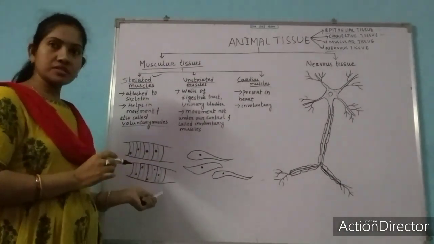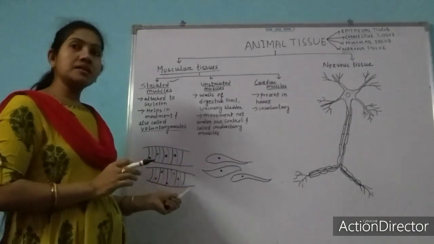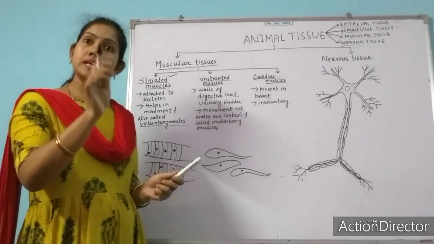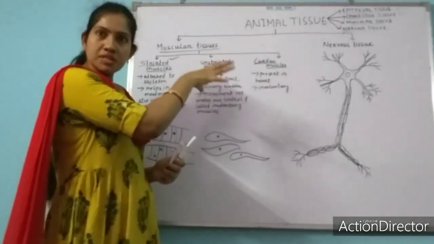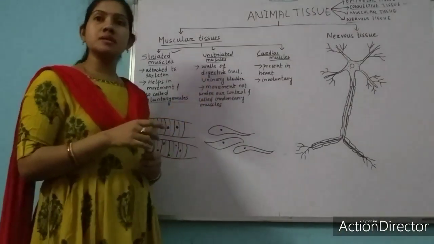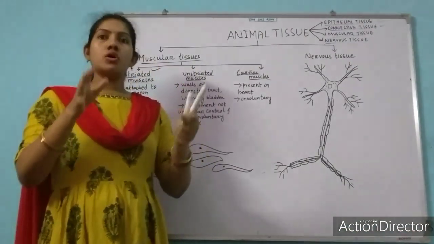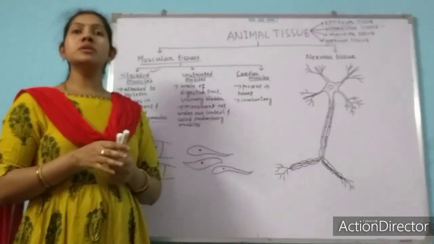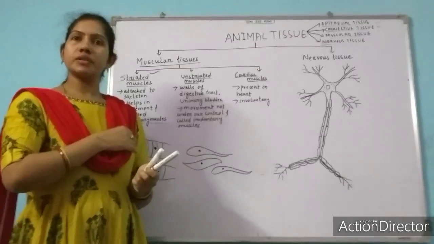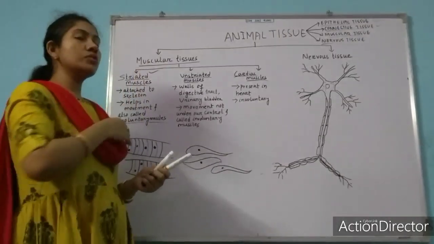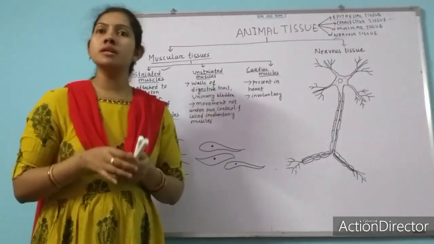Striated muscles have bands over the surface. Unstriated muscles do not have bands. That's why they are called unstriated muscles. Striated muscles are multinucleated, but these have a single nucleus. Okay? And these kinds of muscles are present on the walls of the digestive tract and urinary bladder. Okay? So here we have talked about voluntary movement. Here these muscles provide involuntary movement.